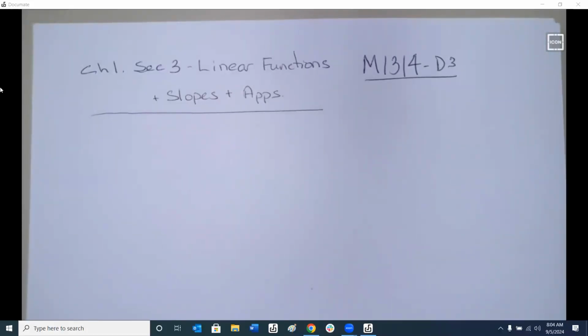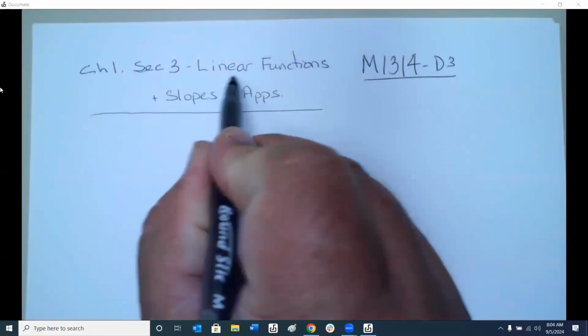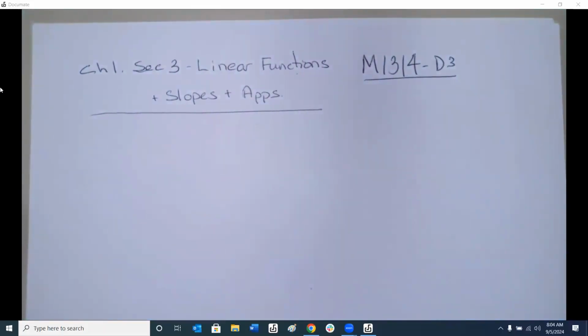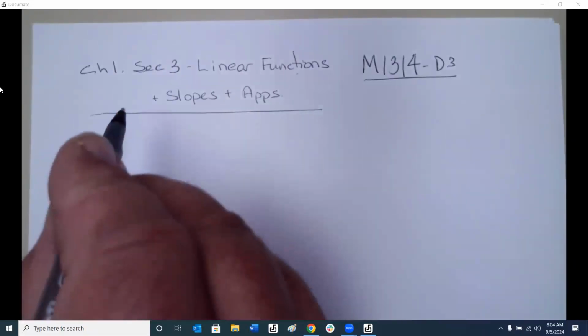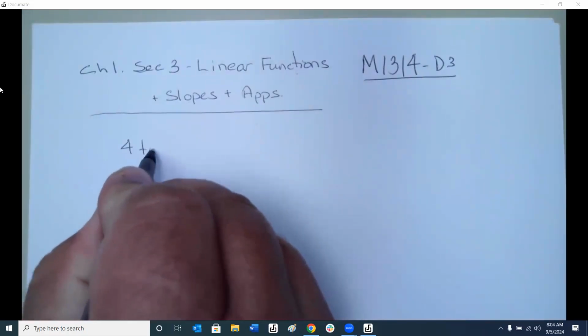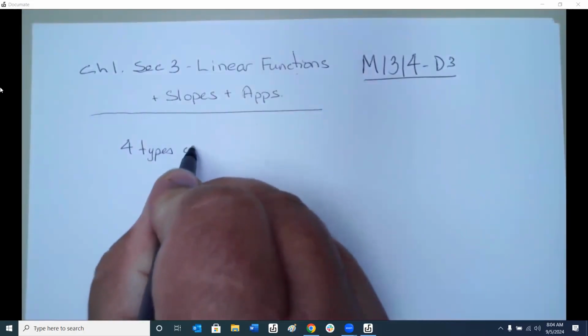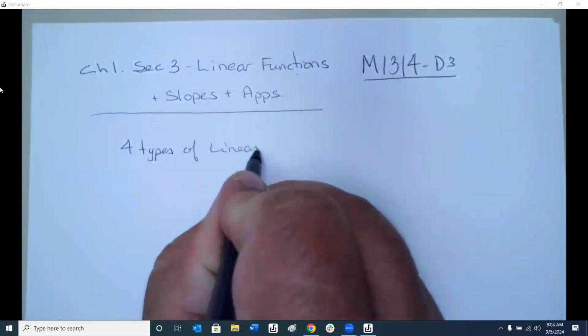All right, we're going to continue because the next two sections deal with functions. And as we're going to learn next class period, there are 12 to 14 different types of basic functions that we deal with. So the first ones we're going to look at are linear functions. Basically, they're straight lines. There are four types of linear functions.